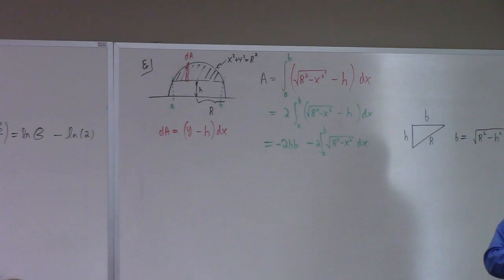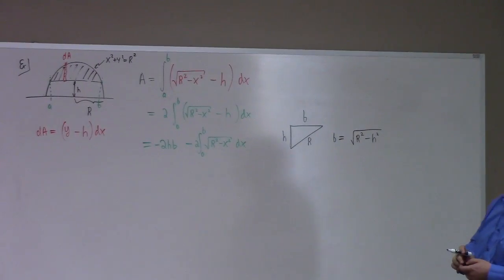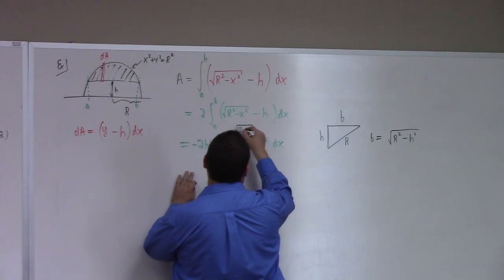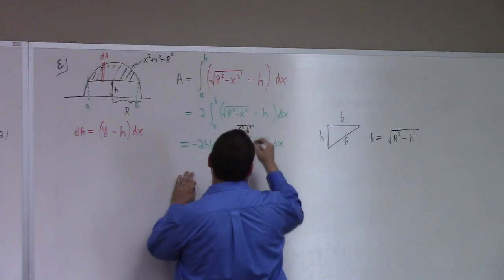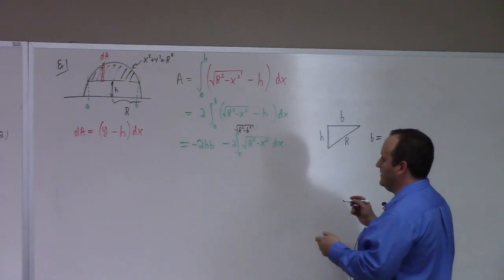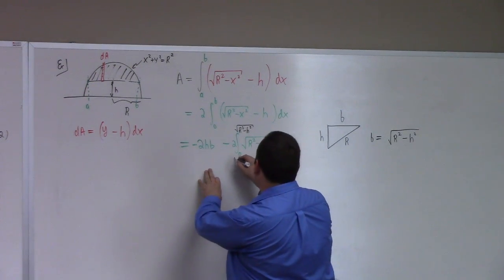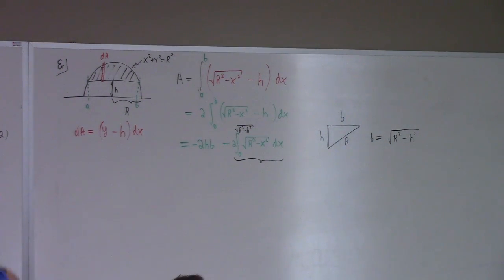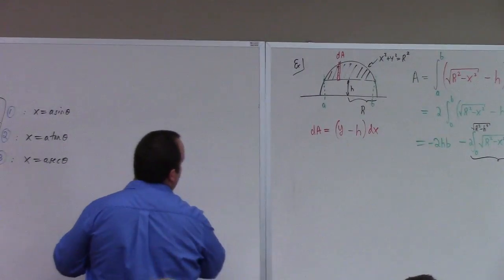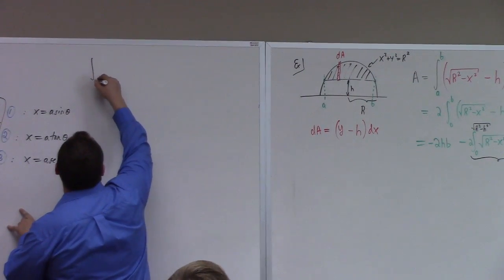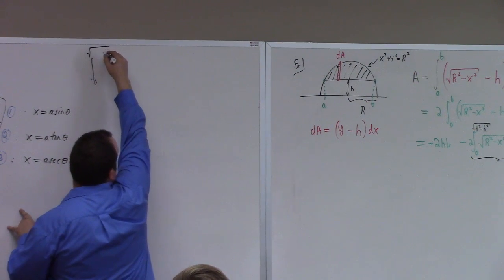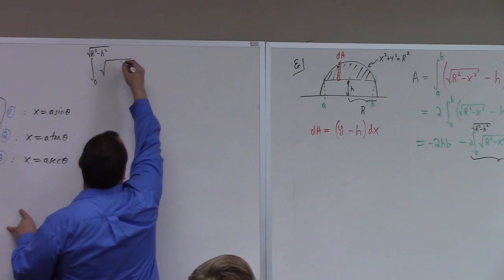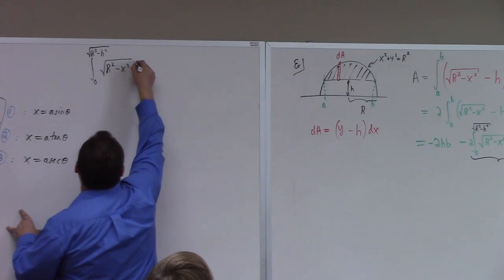Right? So b is actually the square root of r squared minus h squared. All right, now at long last, I'm gonna stop writing all this and just focus our attention here on this piece. I'll do it over here. How are we going to do that integral? How are we going to integrate from 0 to the square root of r squared minus h squared, the square root of r squared minus x squared dx?